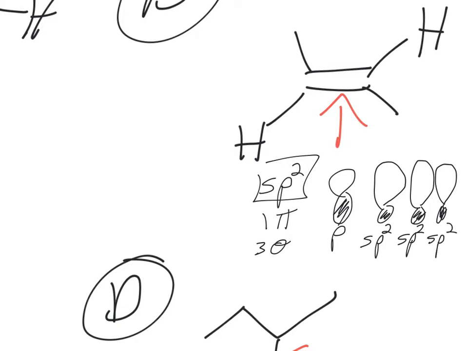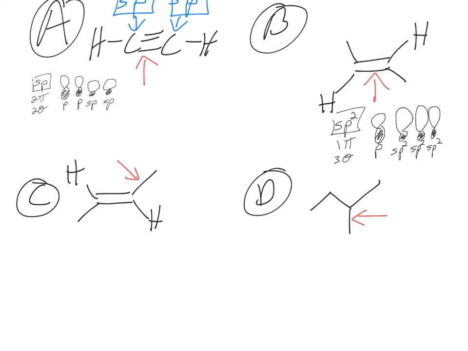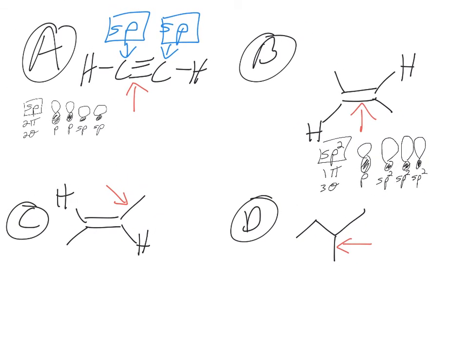So these two carbons are both sp2 hybridized, so the sigma bond here is between two sp2 orbitals, right? So that's going to be a little bit longer than the triple bond, but not the longest. The longest one is probably just going to be a single bond, right?